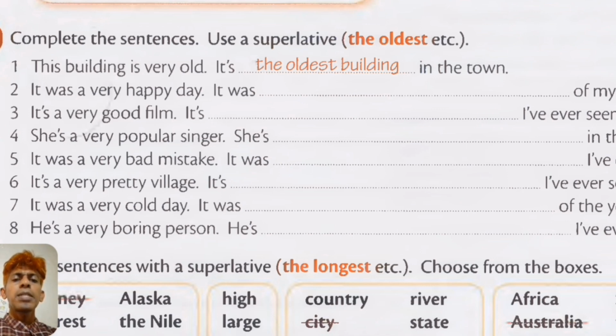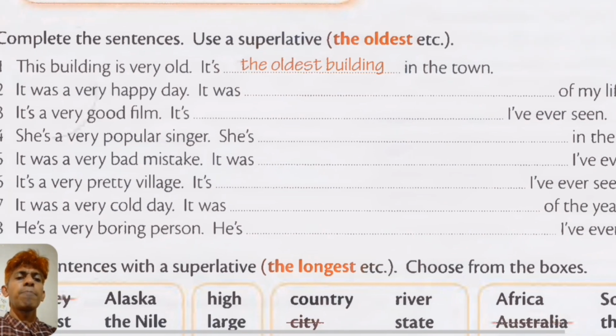Next one, 4. She is a very popular singer. She is the most popular singer in the country. 5. It was a very bad mistake. It was the worst mistake I've ever made.